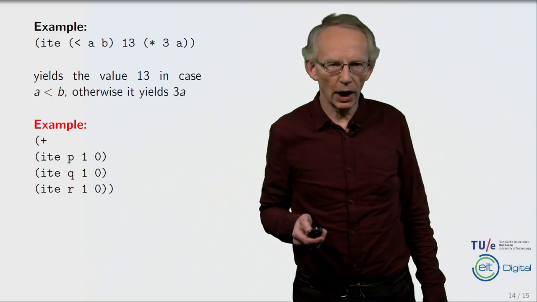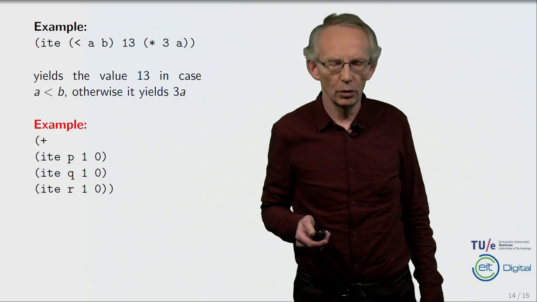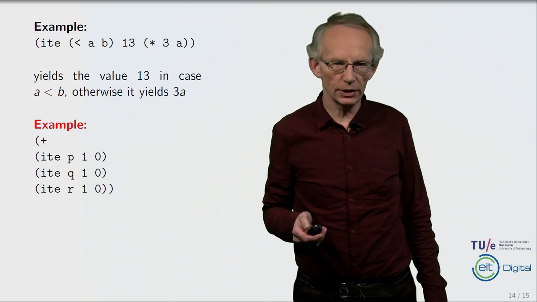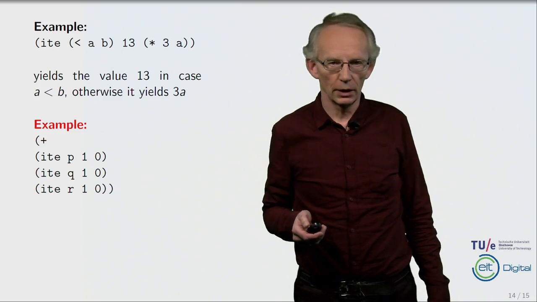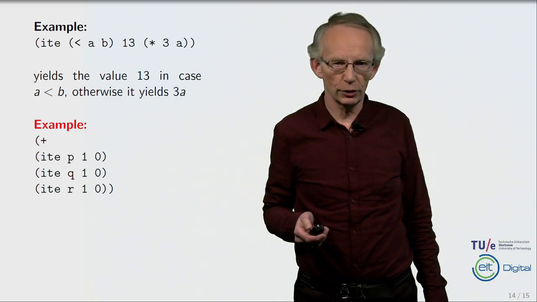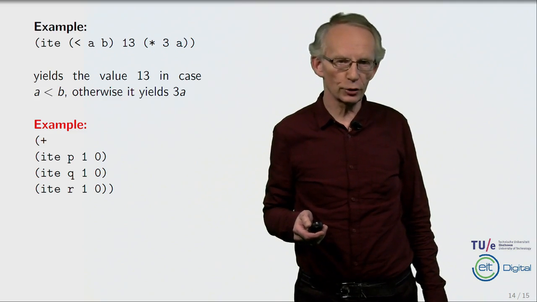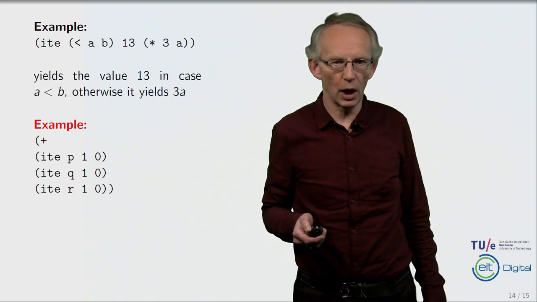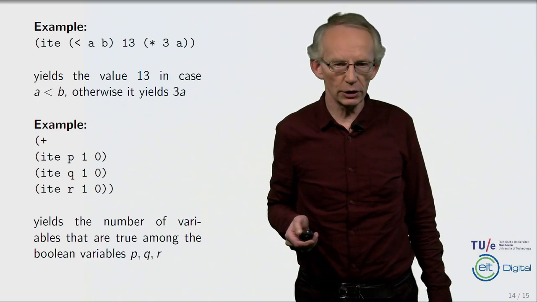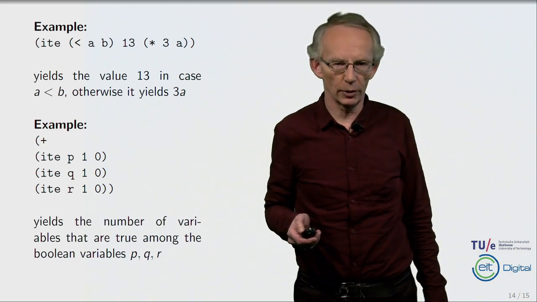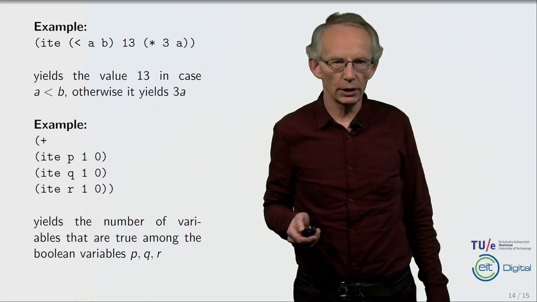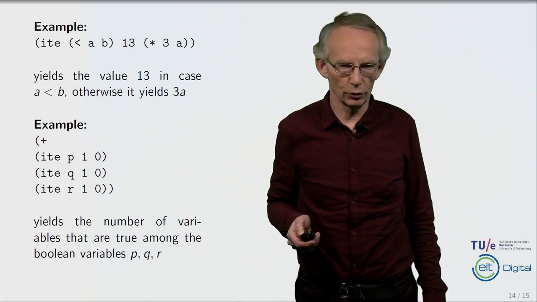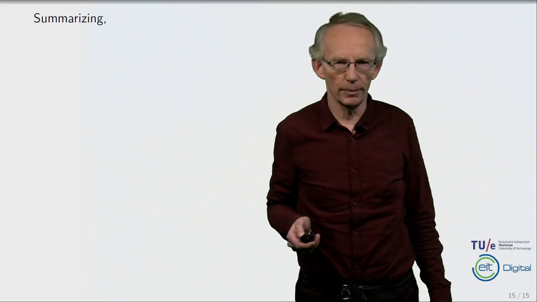And another application is as follows. We can do ite p 1 0. What does this mean? Well, p is a Boolean variable, and in case this has the value true, it yields 1, and otherwise it yields 0. So this transforms true to 1 and false to 0. And if we do this for p, q, r and add all results, this just counts the number of variables among p, q, r that are true. This kind of thing is convenient to use and will often be used in examples.